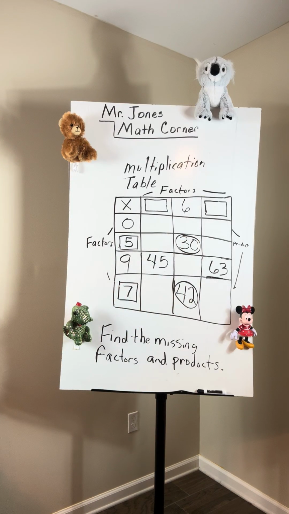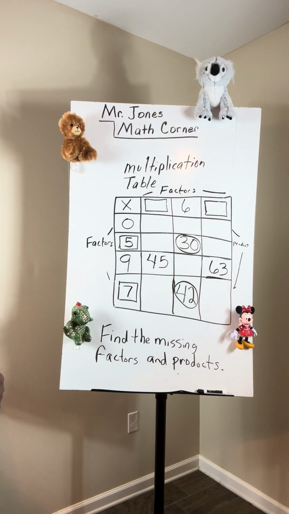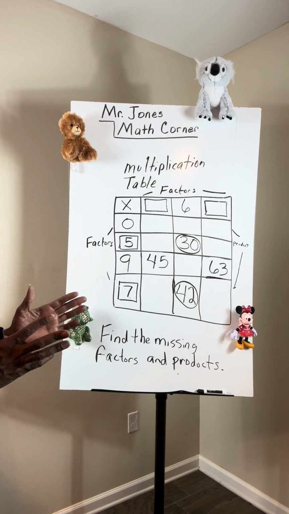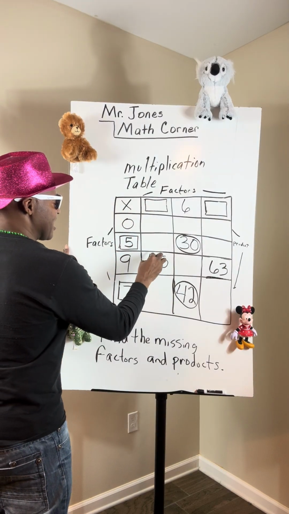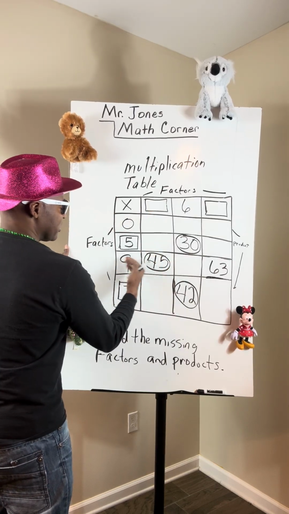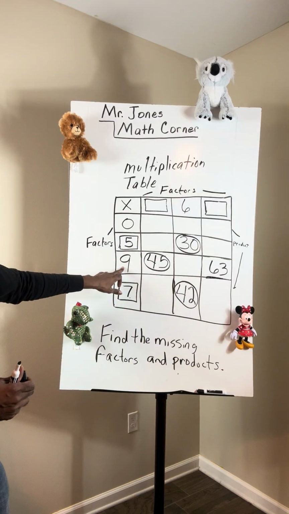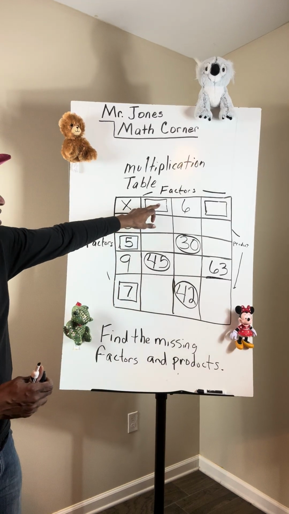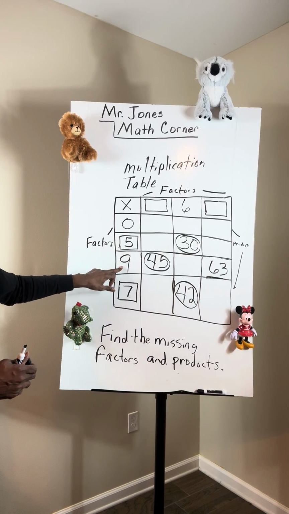All right, let's see what's missing next. So now we've got a factor missing. Now let's come down and see what meets. We got a 45 right here. So going down and to the left, we see a 9 as a factor. So we've got one factor already. So 9 times what equals 45? So we can still count by 9s.